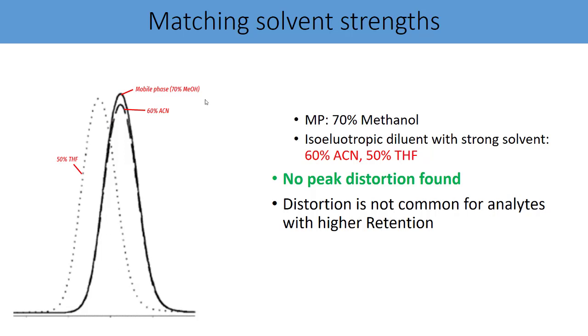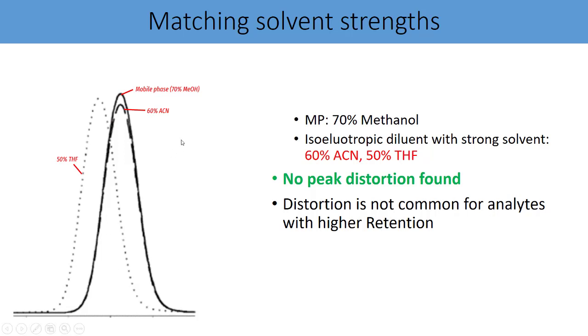Now when you run the chromatography with a mobile phase that is 70% methanol, you also use your mobile phase, that is 70% methanol, as a diluent. See the peak on the screen. Now there is another peak with the dark dotted line, in case your mobile phase is 70% methanol but your sample diluent is 60% ACN.